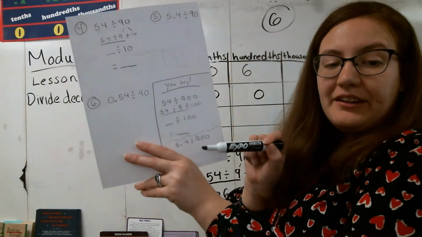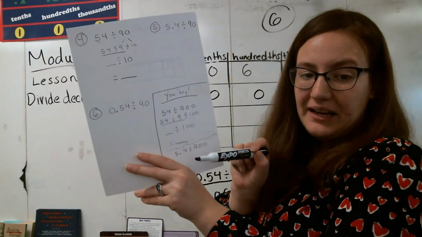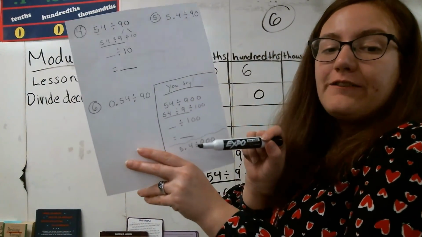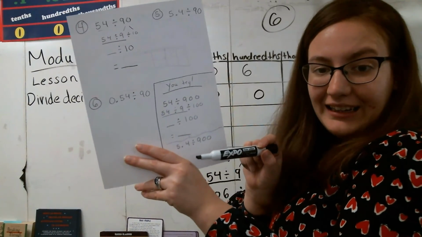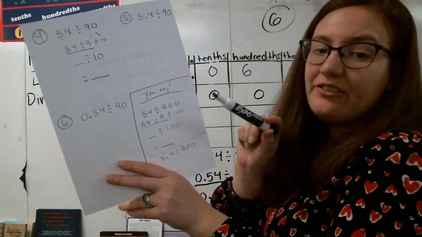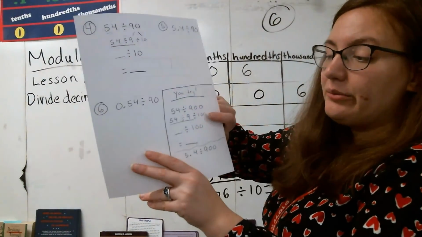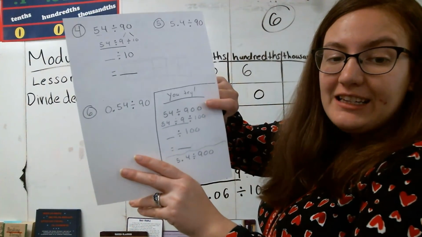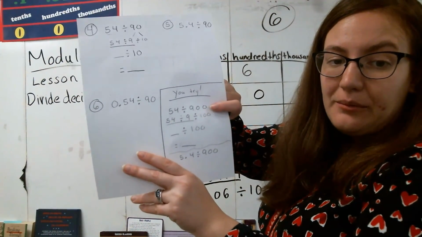For this problem down here, you're basically doing the exact same thing. It's kind of like you're doing 5 and 4 tenths divided by 9, and then take that answer and divide it by 100. The reason why we're dividing by 100 here is because I have 2 zeros up here.